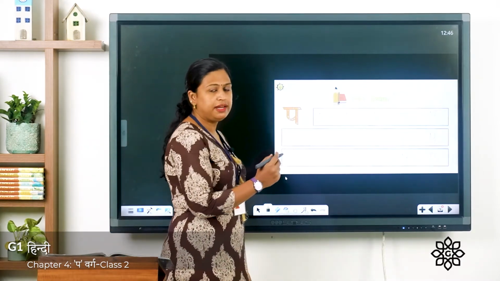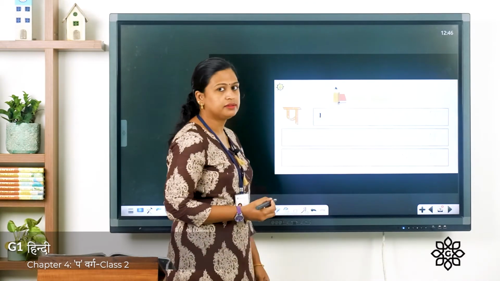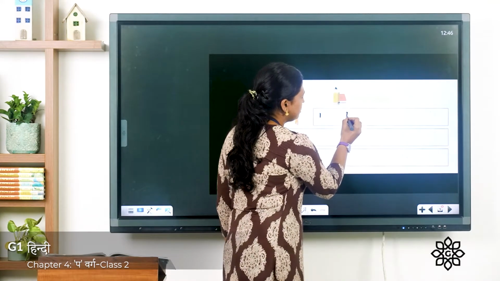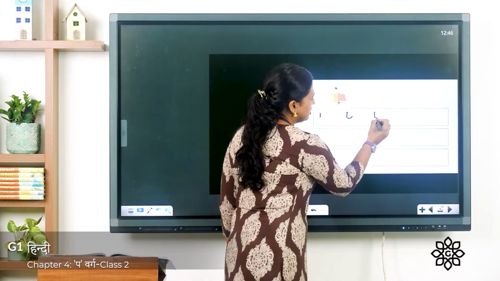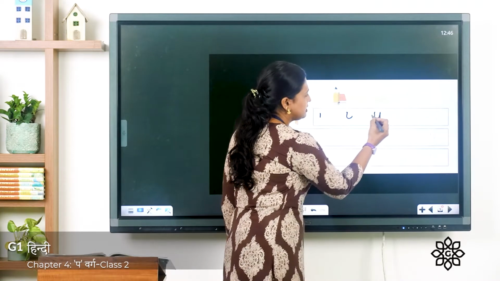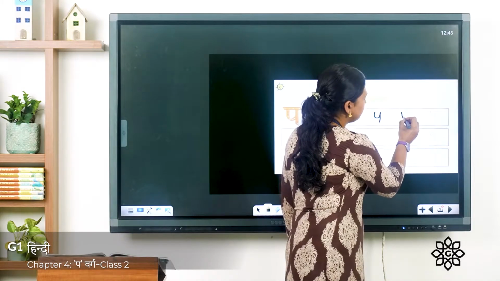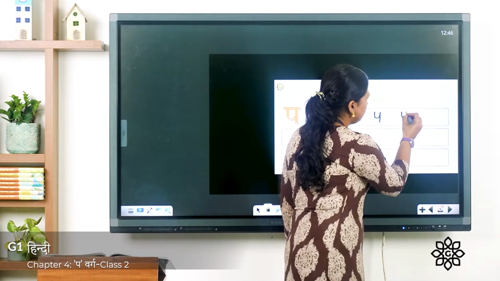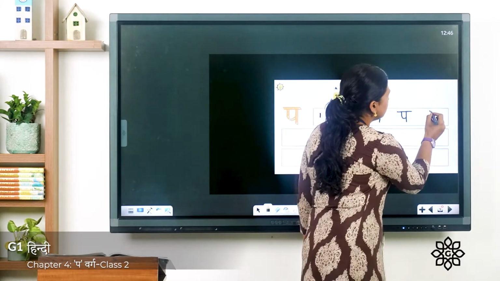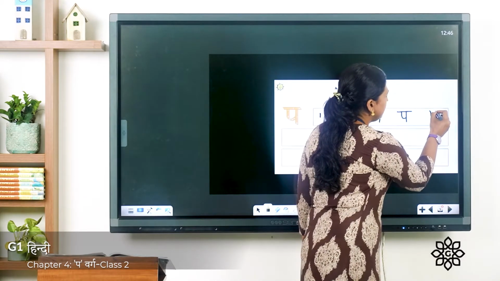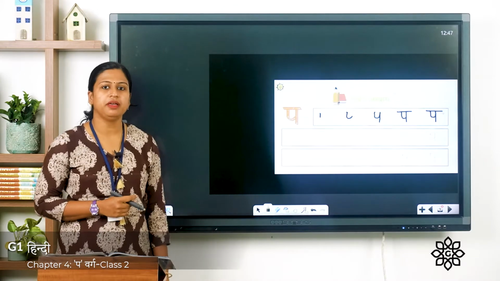So first, we are going to write pa vyanjan letter. First, you have to draw a short line. Then, you have to turn towards right. Again, short line, turn towards your right and a standing line. Once again, standing line, turn towards right and a standing line on the top, sleeping line. Once again, short standing line, turn towards right and a standing line on the top, sleeping line. Now rest of them you can do it by yourself.